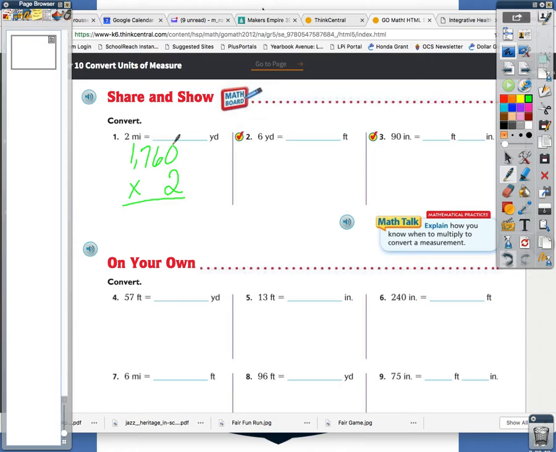So we'll multiply 2 times 1,760. And you may use a calculator for this. We get 3,520 yards.